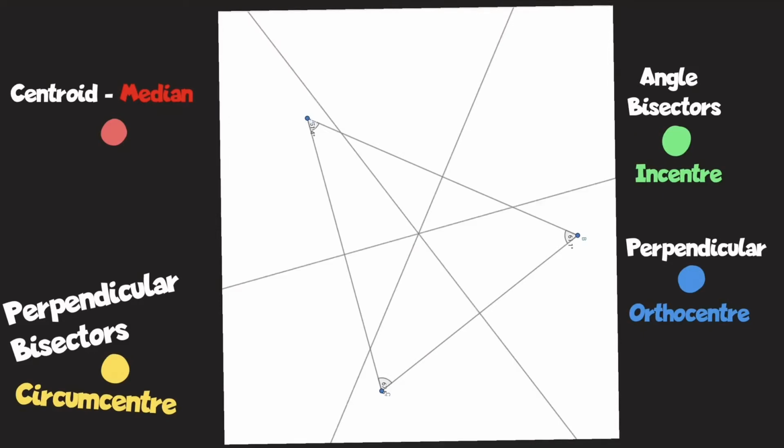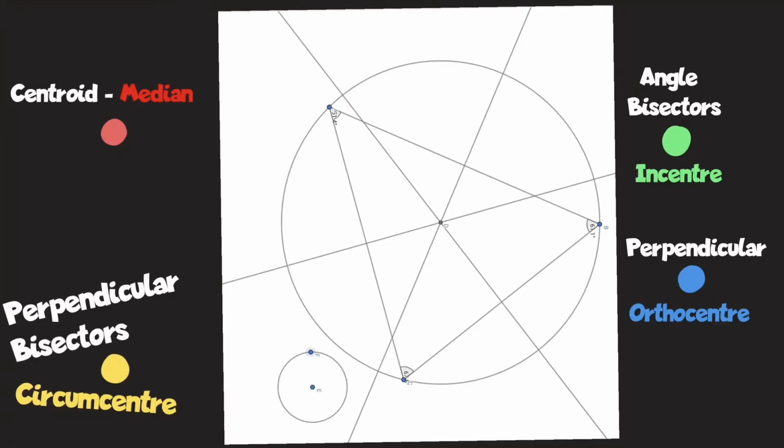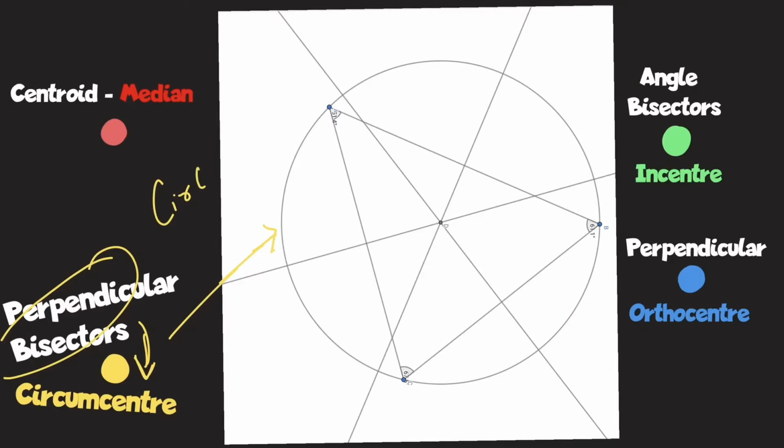First I start by drawing the perpendicular bisectors on the three sides of the triangle that you can see. And I see the intersection point and I draw a circle out of it. Now can you tell me which circle this is? This is a circumcircle because I used perpendicular bisectors. The point of intersection of the perpendicular bisectors that I get is called a circumcenter.